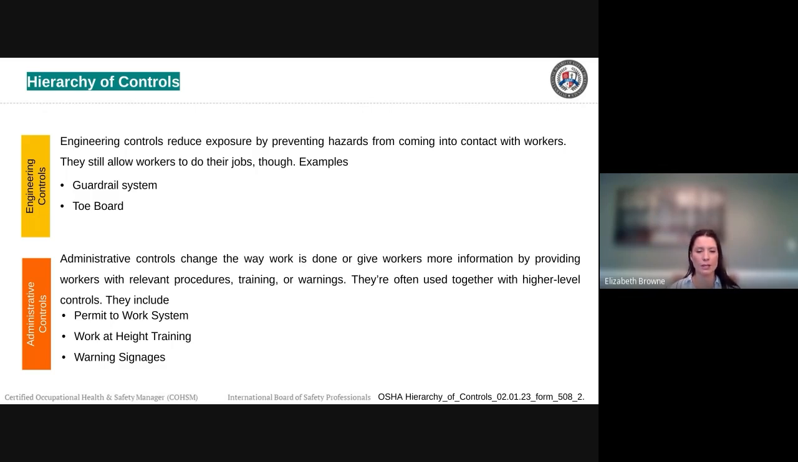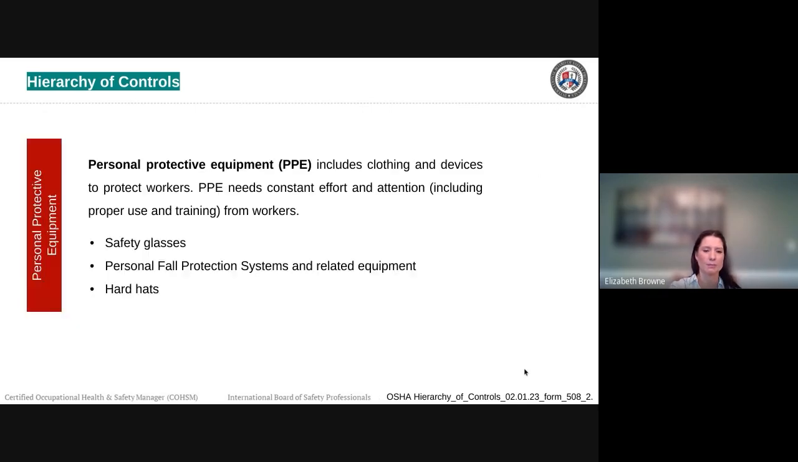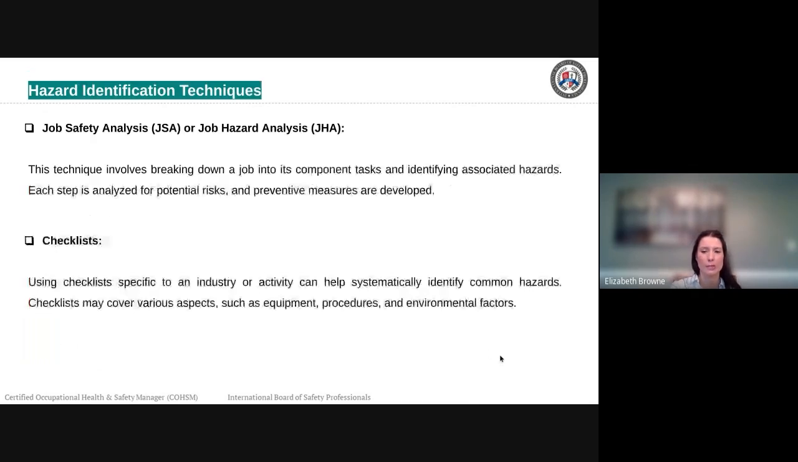So it's important that we note that we don't just use administrative controls, but we use them as a part of our comprehensive hazard control system. And then again, as we talked about, our last resort is going to be personal protective equipment, or PPE. PPE needs constant effort and attention, which includes proper use and training, and enforcement, honestly, from management of employees using it. So examples are safety glasses, personal fall protection systems, hard hats, safety shoes, gloves, all types of things that can protect the person.